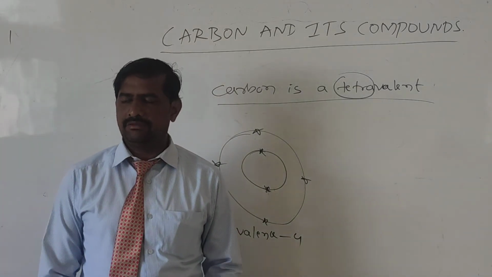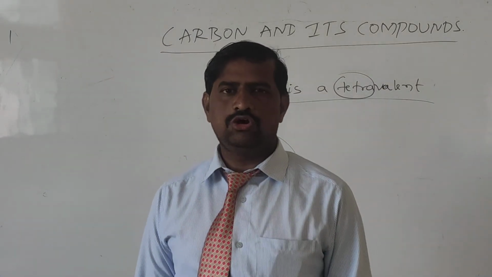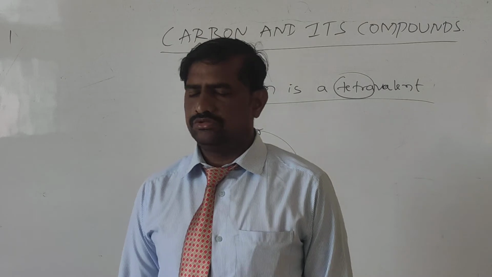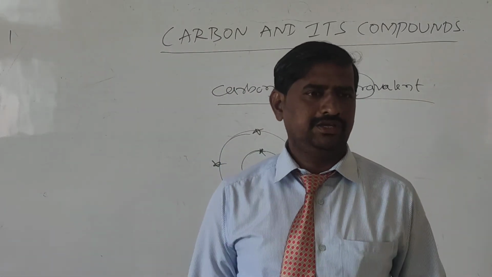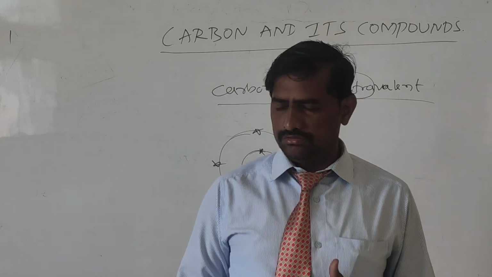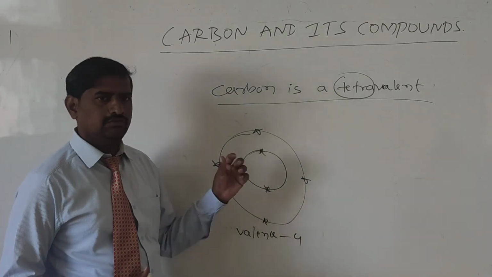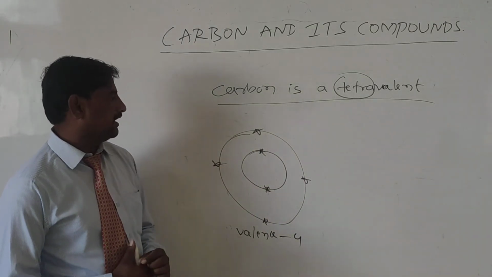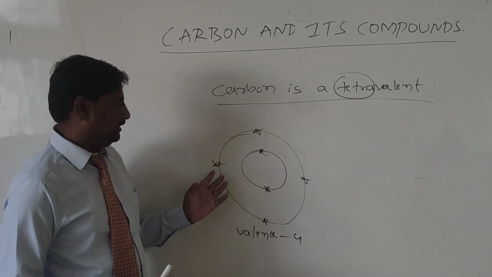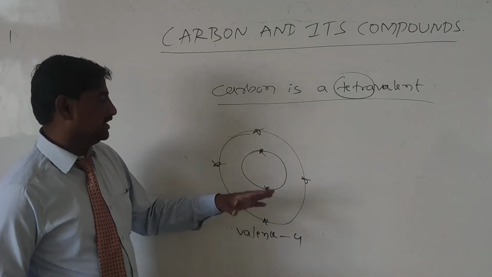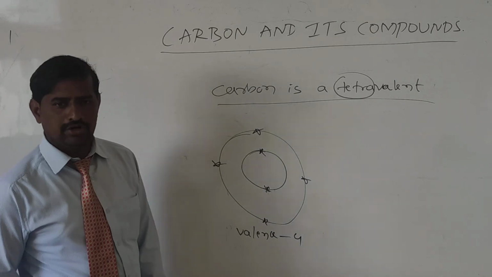Why is carbon tetravalent? There are 4 electrons present in the outermost orbit of carbon. That's why it is called tetravalent. Because of this property, it is not easy for carbon to transfer 4 electrons or to gain 4 electrons. Hence, instead of forming ionic bonds by transferring, it will share electrons. The sharing of electrons is called a covalent bond, or covalent compounds.